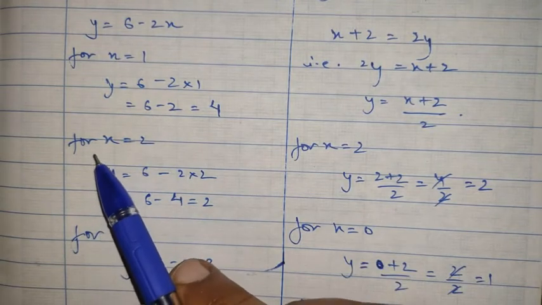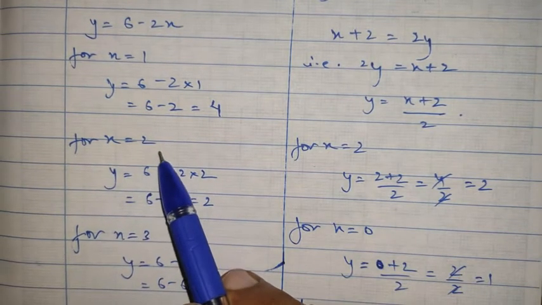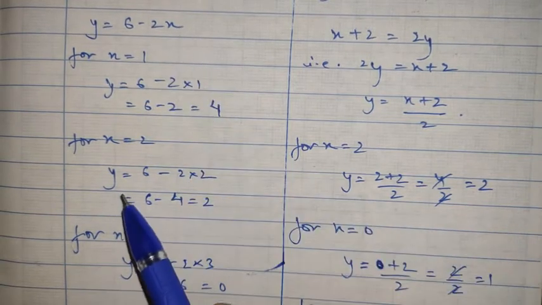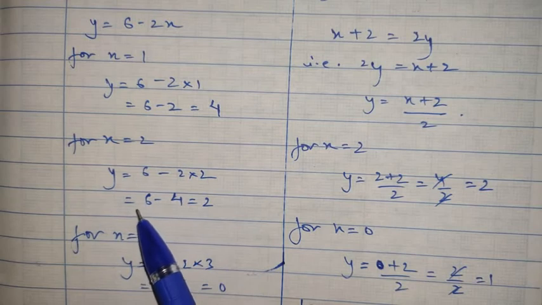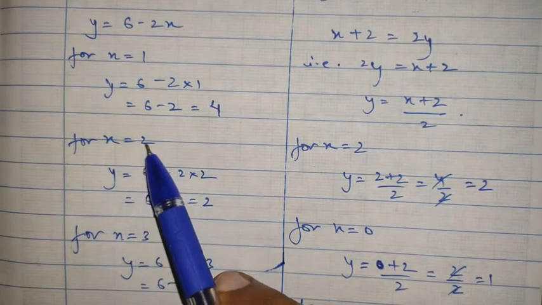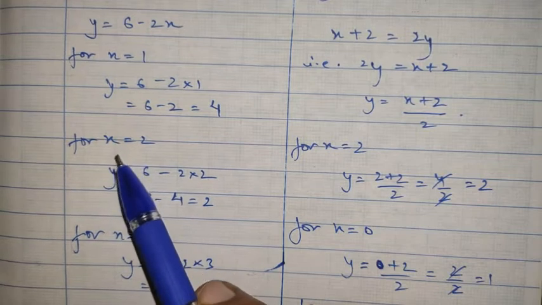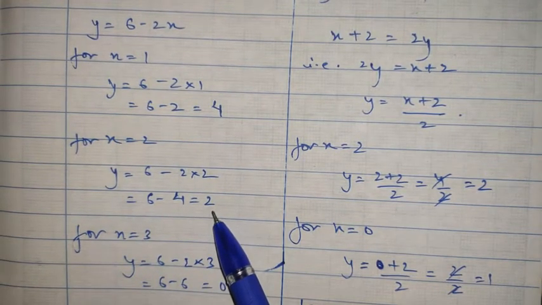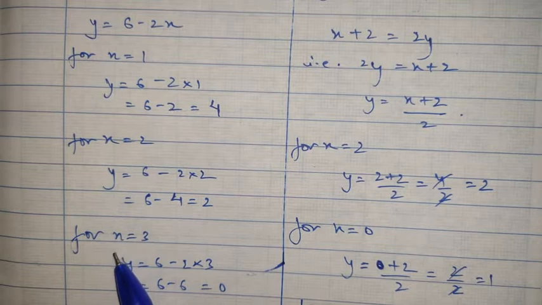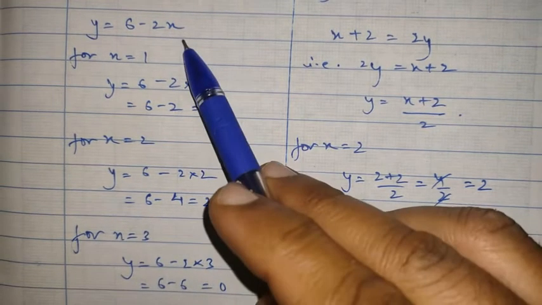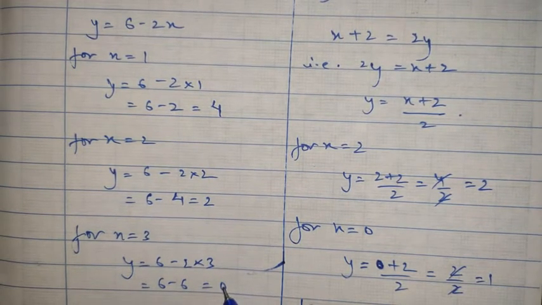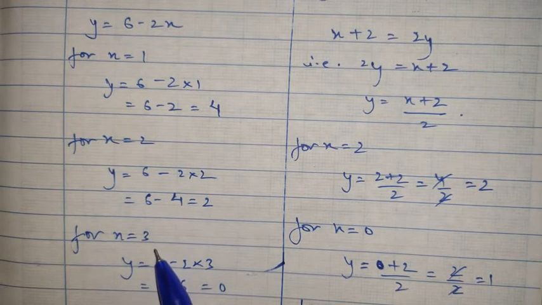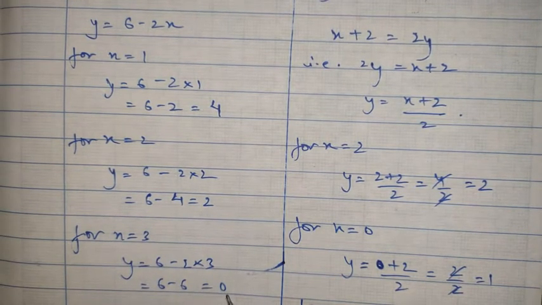In the same manner, when I have substituted the other value of x as 2, the equation has become y = 6 - 2 into 2, that is 6 - 4 = 2. That means on substituting 2 in place of x, I have got y as 2. And for the third value of x, that is 3, y = 6 - 2 into 3, which gives us 6 - 6 = 0. So when x is 3, I have got y as 0.